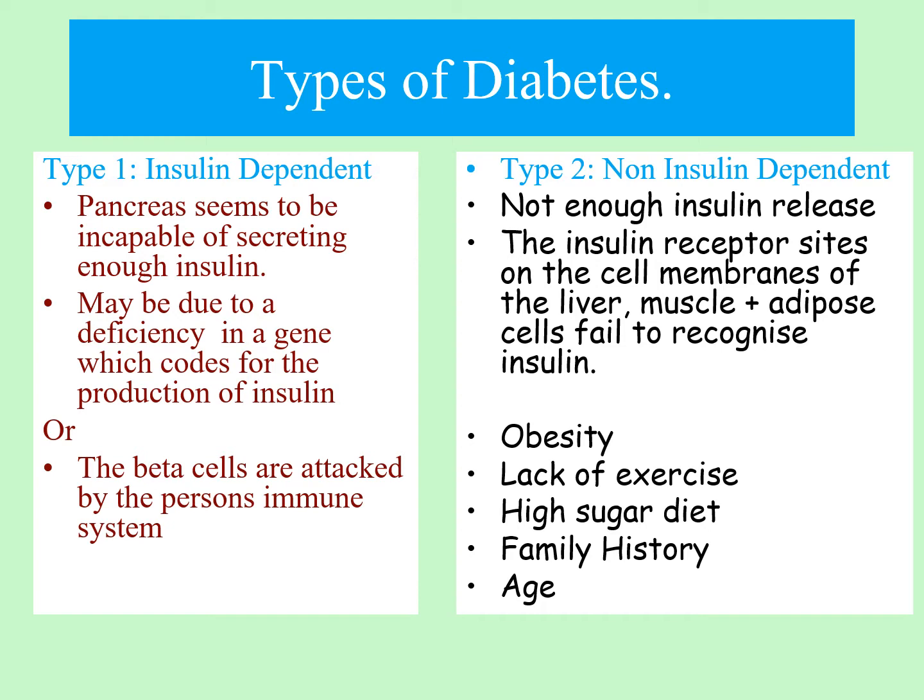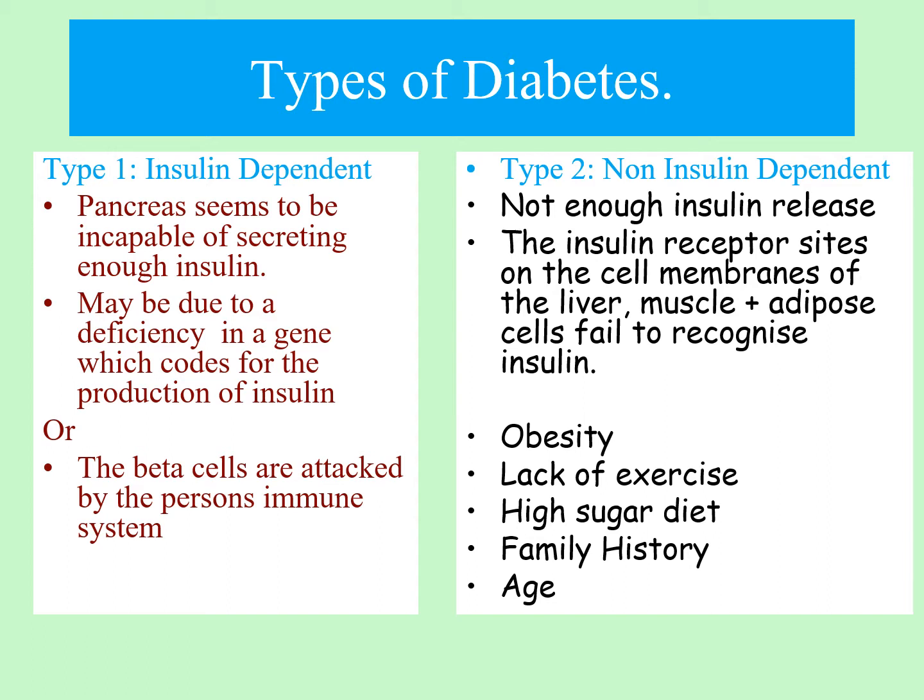Type 2 diabetes is non-insulin dependent, and that is when not enough insulin is possibly released, but more so the insulin receptor sites on the cell surface membranes of the liver, the muscle cells, and the fat cells fail to recognize insulin, so they won't respond to it. And that can be brought on by the following risk factors.